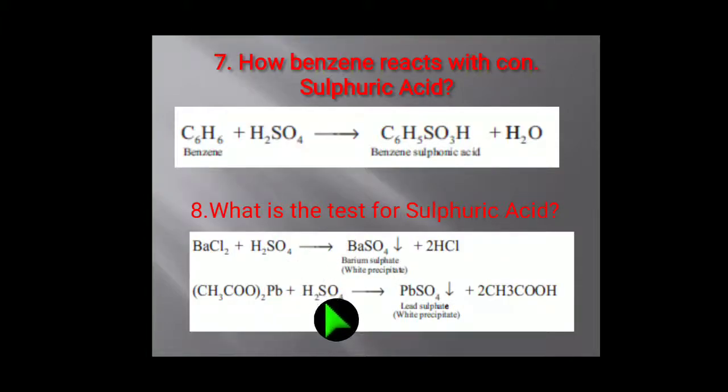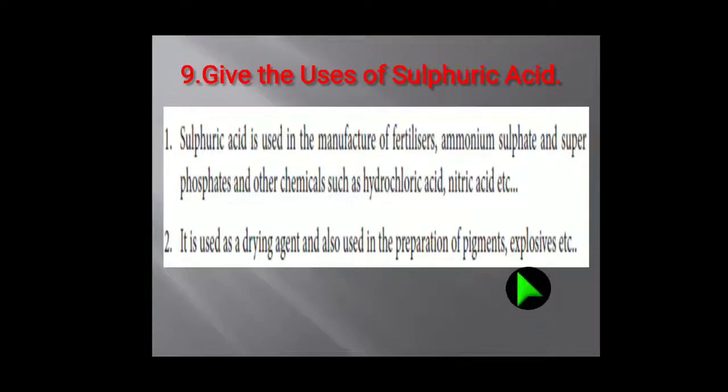Another equation is also there. A small amount of sulfuric acid we take in a test tube, and add 1 or 2 drops of lead acetate. Here lead sulfate immediately precipitates out. The lead sulfate is nothing but a white precipitate, with acetic acid. These two equations are very important. Test for sulfuric acid.